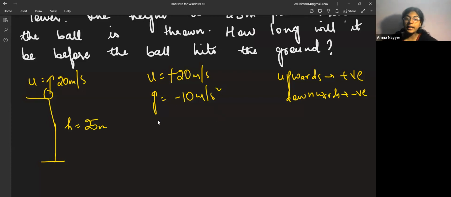Now, height is also given, displacement is also given. The ball is coming downwards, so the displacement is also downwards, right? So instead of writing just 25 meter, I'll write displacement also as negative. Had I chosen downwards as positive, these two would have been positive and this would have been negative. That doesn't matter. You can choose anything which you want. I have discussed this with you as well. Now see, only time is unknown.